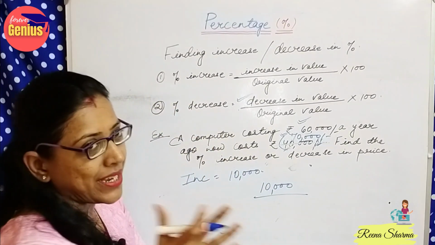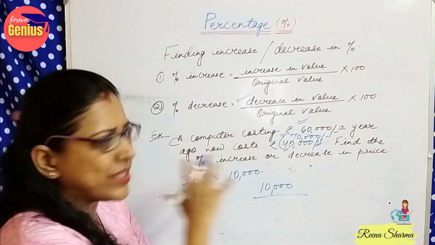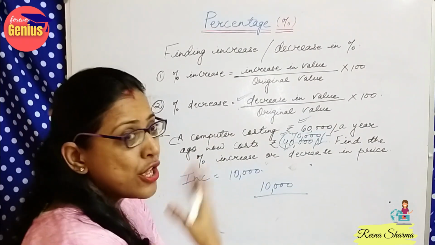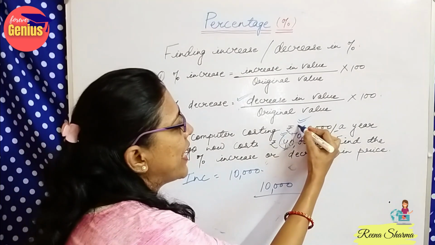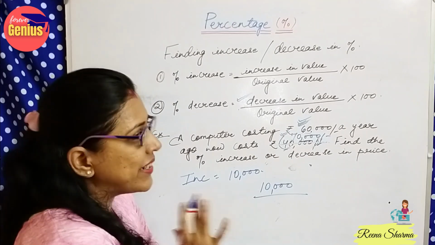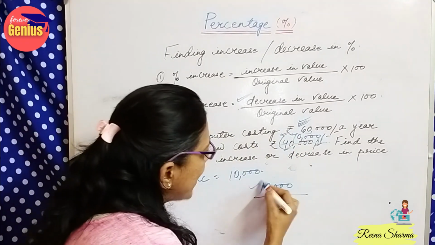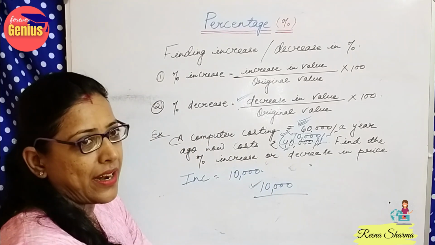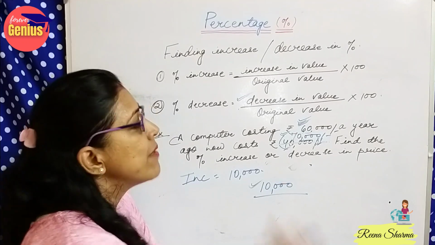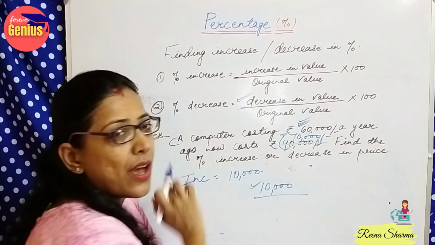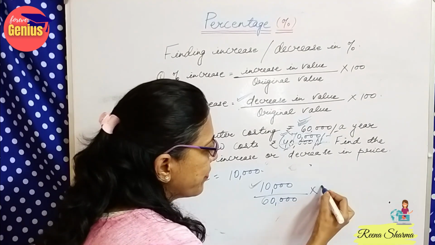Now, a lot of times we can get confused. For a decrease it was okay, we took 60,000, but now it is an increase. Should we take 60,000 or 70,000? No, we have to take the original value only. It doesn't make a difference whether it is an increase or decrease, because we have already taken the difference and we are finding the percentage of the difference. That's why we will take the original value 60,000 into 100.